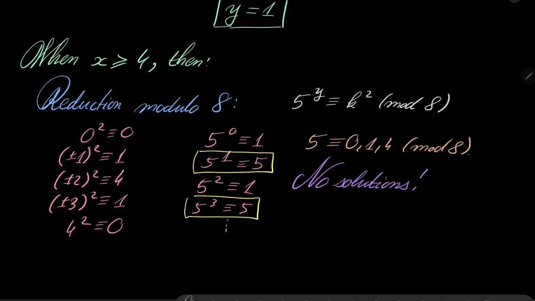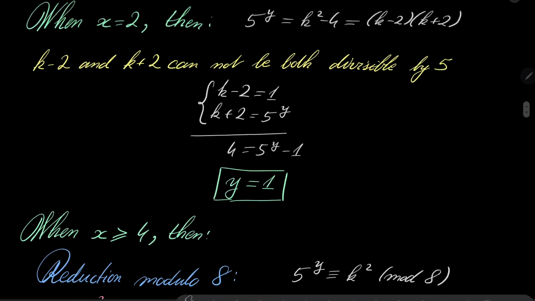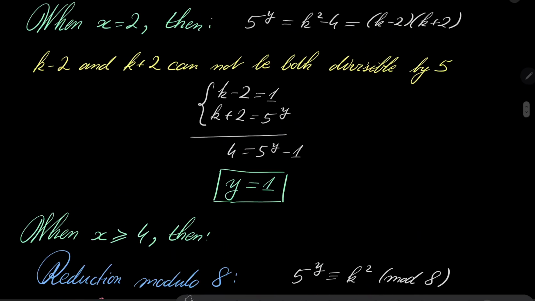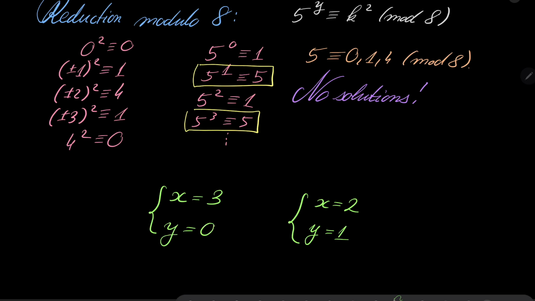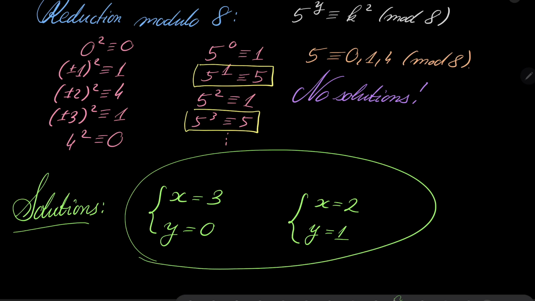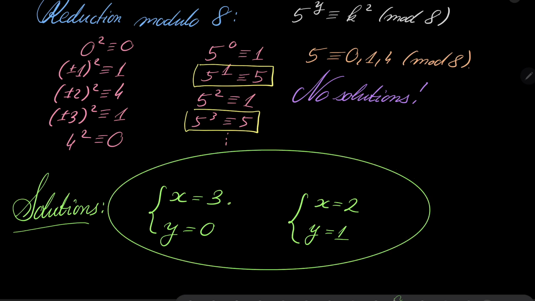So all in all, we have found exactly 2 pairs of solutions. X equals 2, y equals 1. And first, we have found x equals 3, y equals 0. And these are our solutions. And really, this closes our problem. Our Diophantine equation has exactly 2 pairs of solutions. And that should be it.